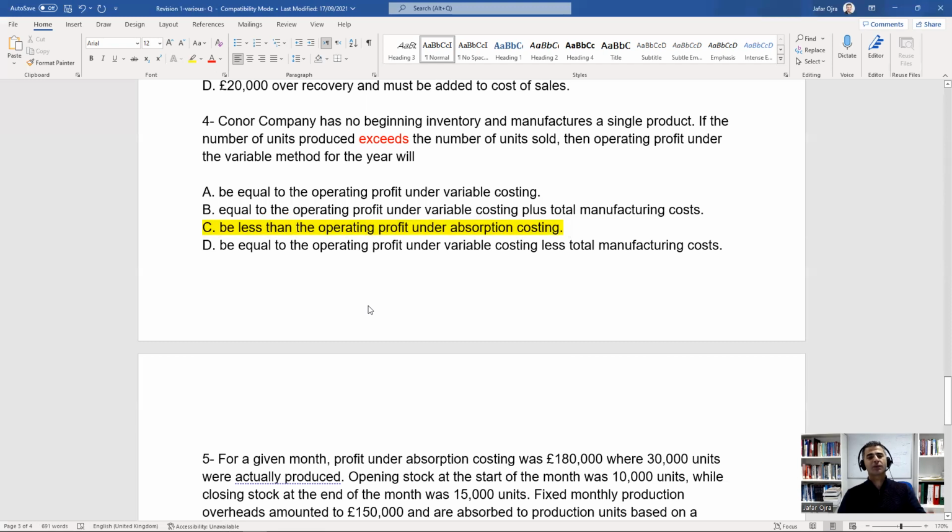And that's exactly what happened with us in the first question. When there's a closing inventory, the profit under absorption costing is more than the profit under variable costing. So the operating profit under the variable method for the year will be less than the operating profit under absorption costing. So the answer is C.